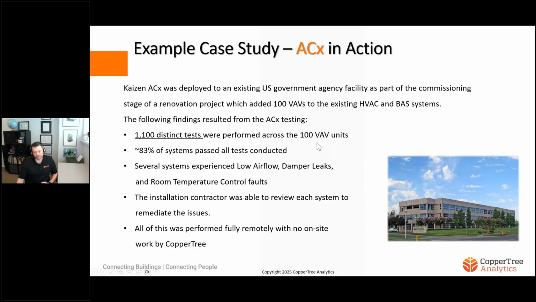And this is only 100 VAVs. You could picture, some of these smart hospital projects we're doing have 1,000 or several hundred VAVs. You multiply that number of tests, and you don't just do it during that commissioning period. Ideally, you'd be running it throughout the warranty and defects and liabilities period.